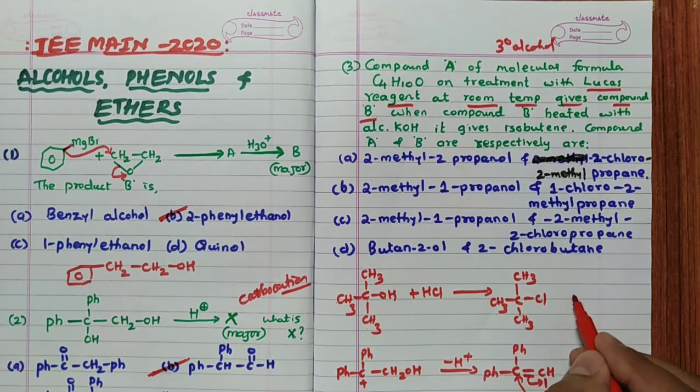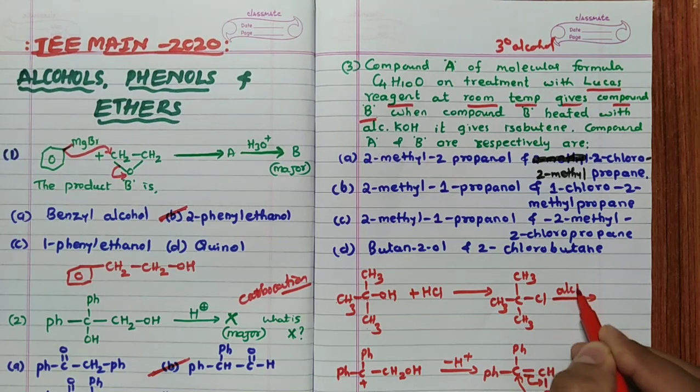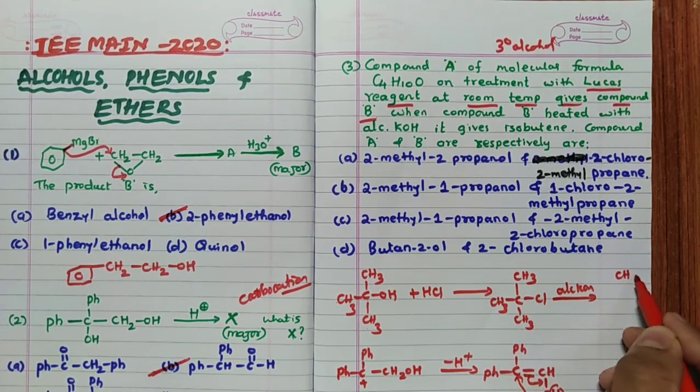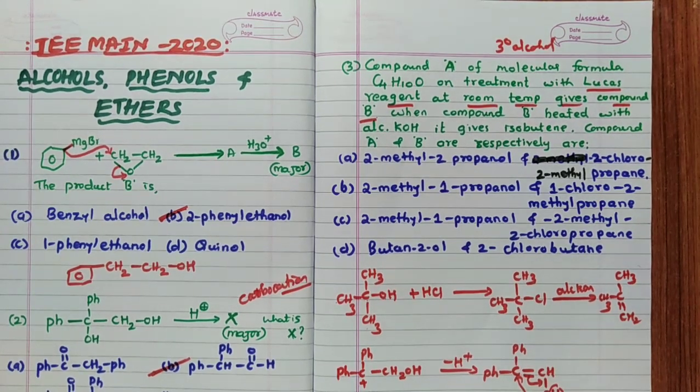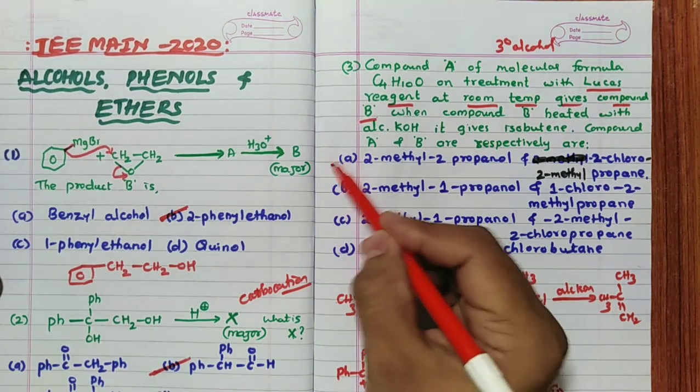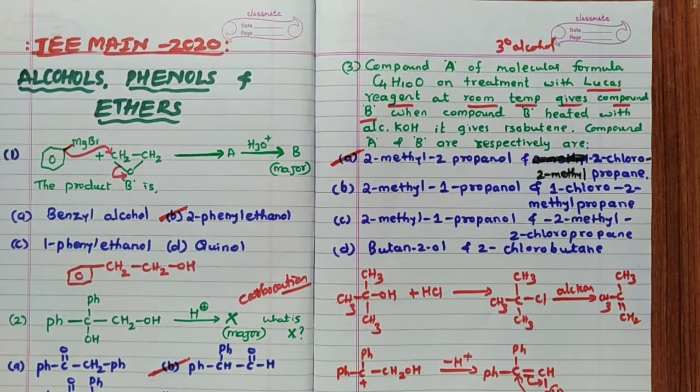Then when this reacts with alcoholic KOH, you are going to get isobutene. The structure is like this: C double bond CH2 and CH3 here. This is called isobutene. 1, 2, 3, 4. Iso, second position CH3 group is there. Isobutene is the structure. So for that reason, the answer for this question is A. Third question answer is A.